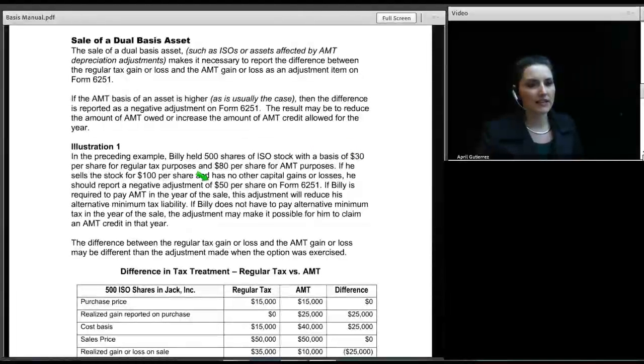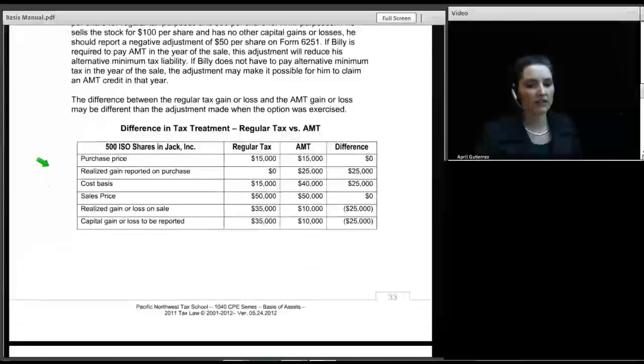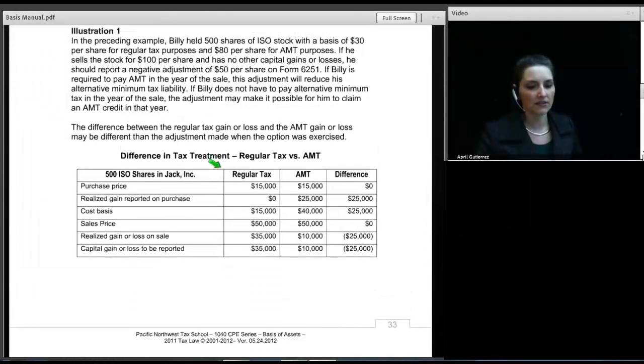Now, when he gets to AMT, should he have to pay capital gain equal to what he had under the regular tax? No, but he's going to have to make an adjustment on his 6251 to reflect that. So if Billy is required to pay AMT in that year, he's going to have to do adjustments on his 6251. But let's look at how these dual bases affect his capital gain under each system. His purchase price under the regular tax is $15,000 because that's $30 per share times the 500 shares, $15,000.